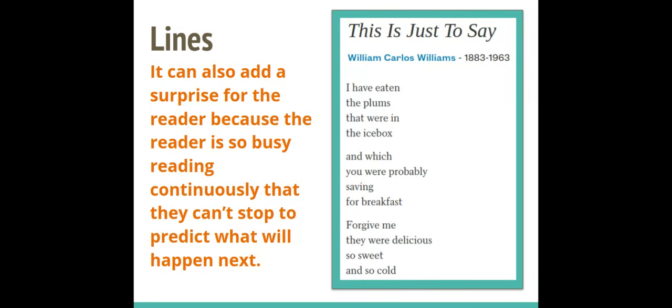Lines can also add a surprise for the reader because the reader is so busy reading continuously that we can't stop to predict what will happen next. So just like with the boy driving drunk, we don't really get to stop and say what could happen next. Instead, the speaker tells us very quickly what happens next. And that's the same too with This Is Just to Say by William Carlos Williams. He tells us what happens next.